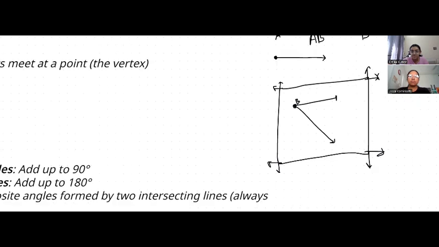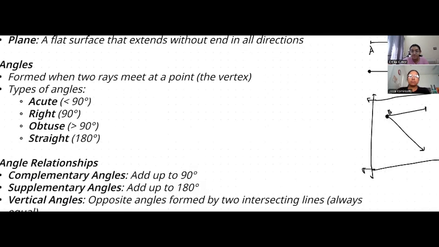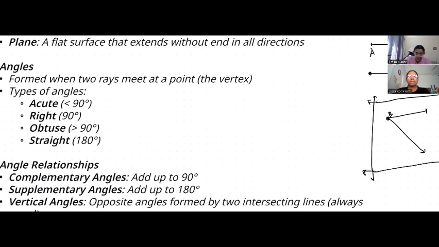So for angles, an angle is when there is a point, and from the point we have two rays coming out. So this is what we will call our angle. Okay. And now there are different types of angles. So there's something called the acute angle.